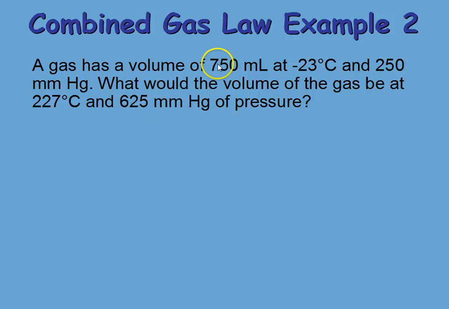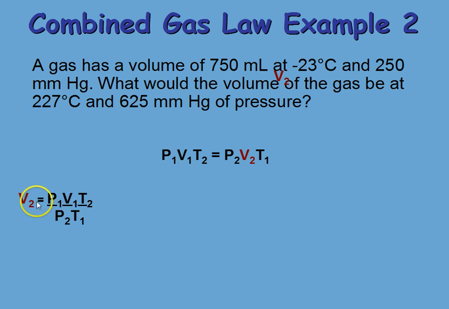I always label the ones I see first as my ones, and the ones that I'm looking for at the end as my twos, if there's nothing that would help me see the difference between initial and final. So I'm going to identify this one as my V2. If I take my combined gas law equation and I recognize that I'm solving for V2, I realize that I need to move P2 and T1 over to the denominator of the left side of the equation. So V2 would be equal to everything that was on the left, P1, V1, and T2, divided by the two that were next to V2, P2 and T1.